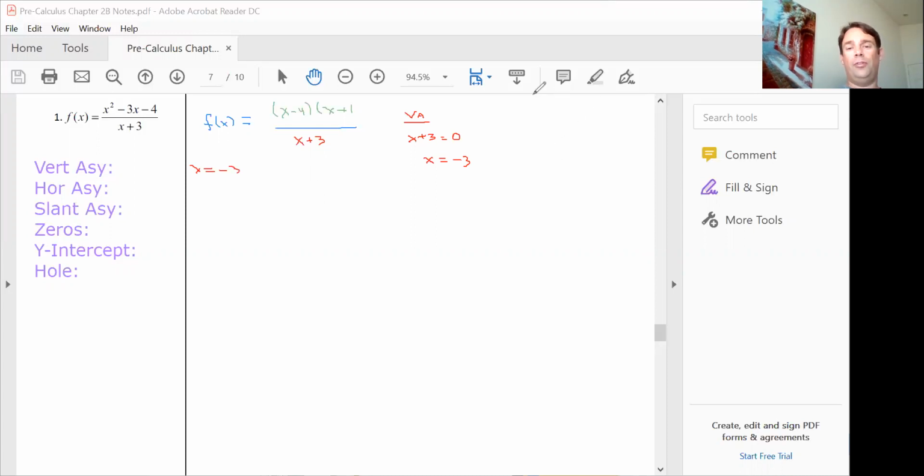I can go ahead and do my zeros as well. So let's go ahead and do that. My zeros come from setting my numerator equal to 0.